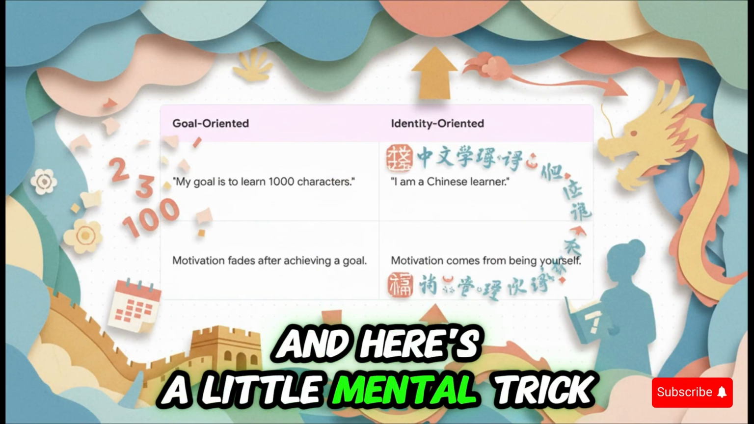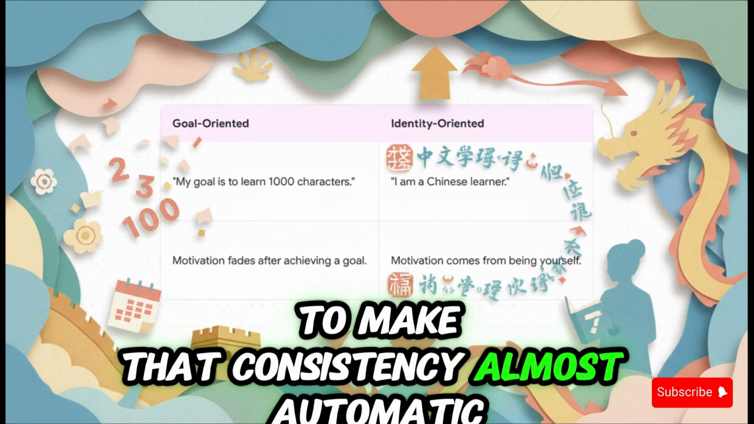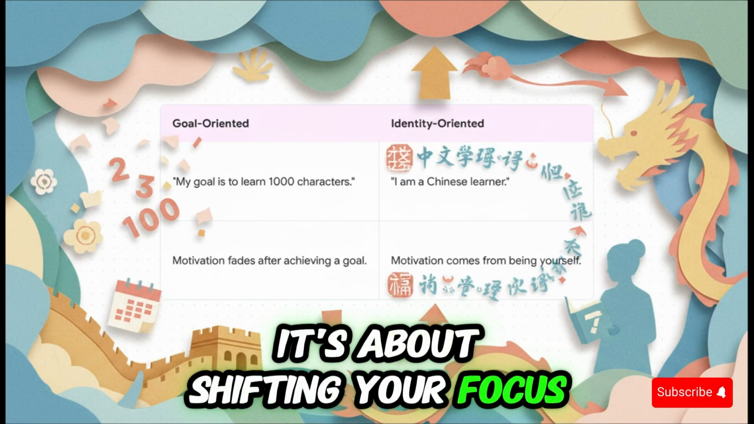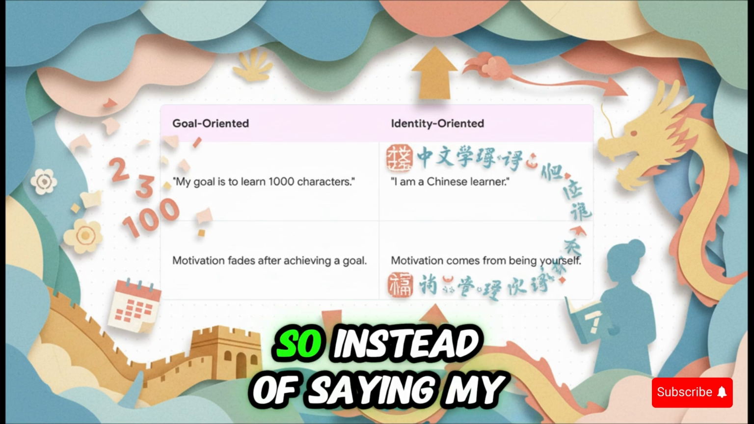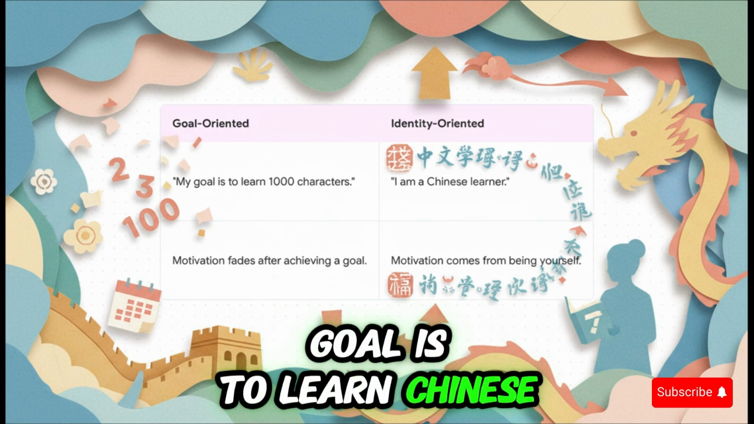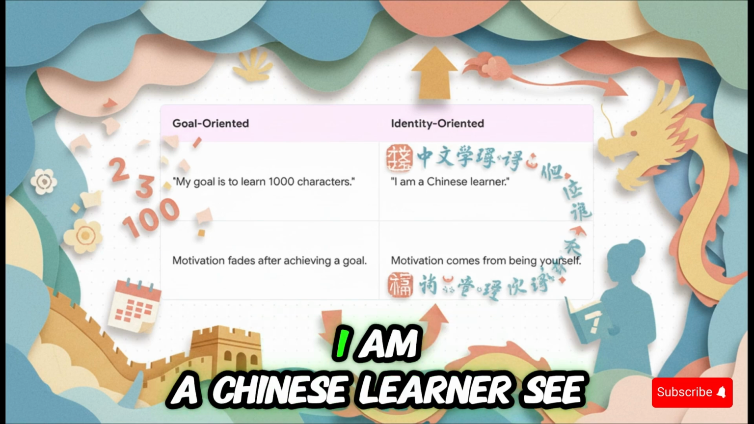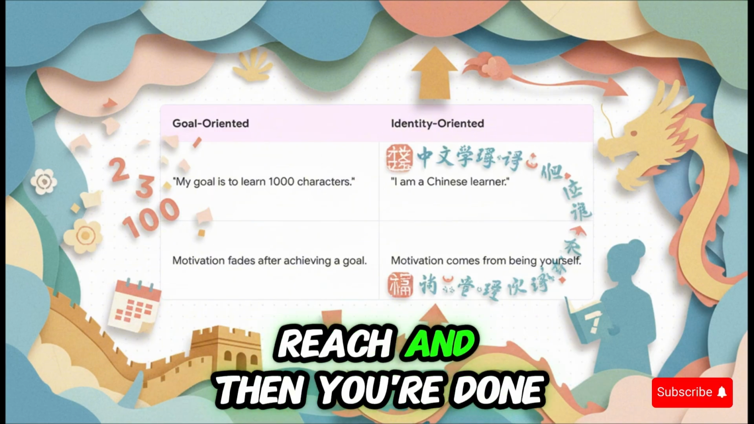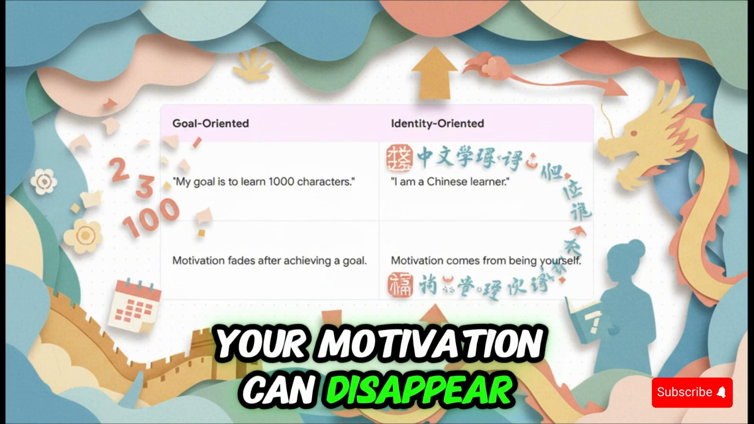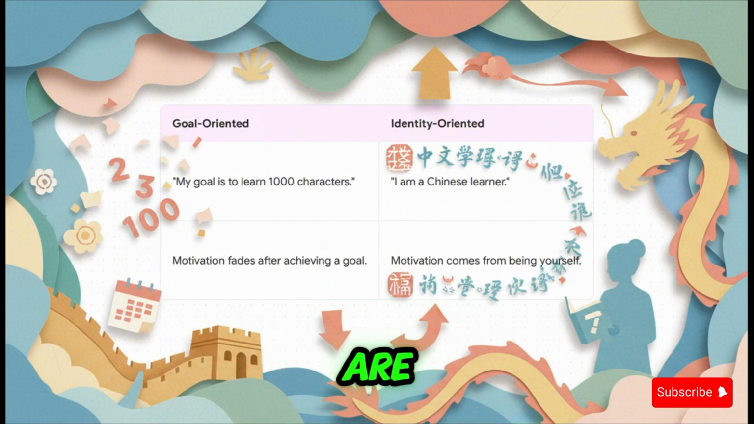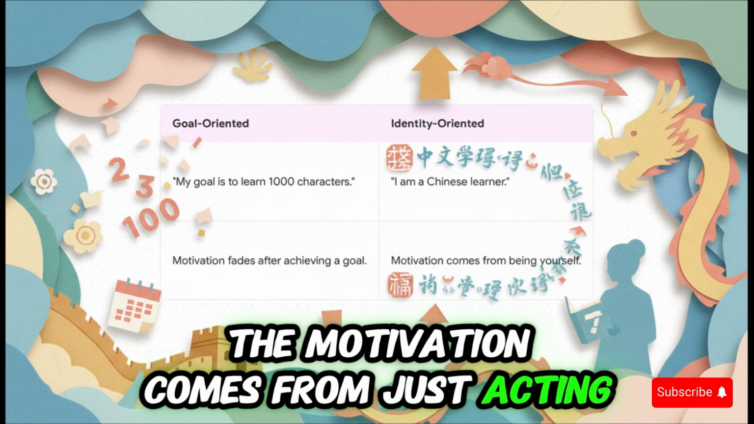And here's a little mental trick to make that consistency almost automatic. It's about shifting your focus from goals to identity. So instead of saying, my goal is to learn Chinese, you start telling yourself, I am a Chinese learner. See the difference? A goal is something you reach, and then you're done. Your motivation can disappear. An identity is just who you are. The motivation comes from just acting like yourself.